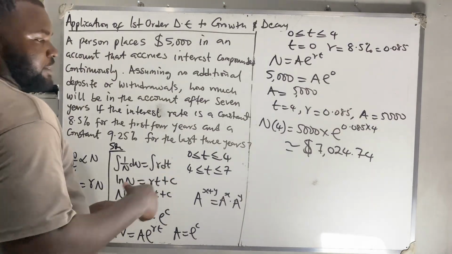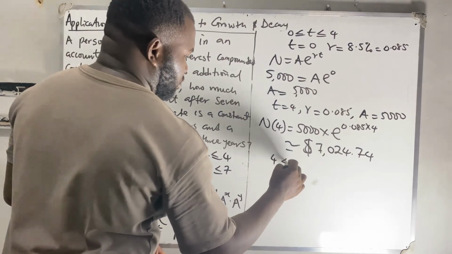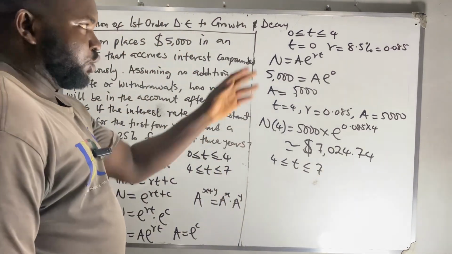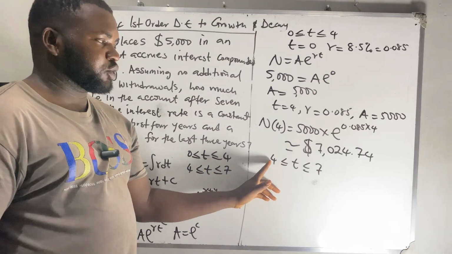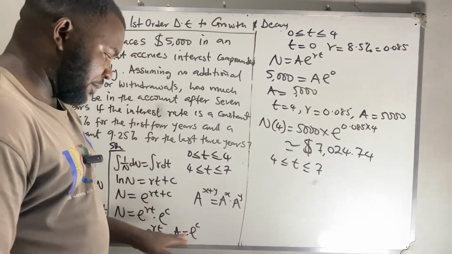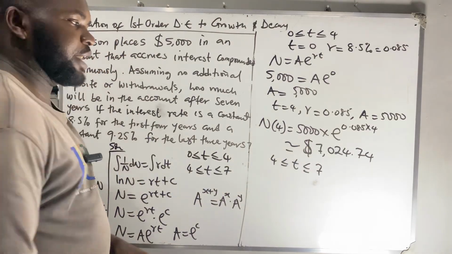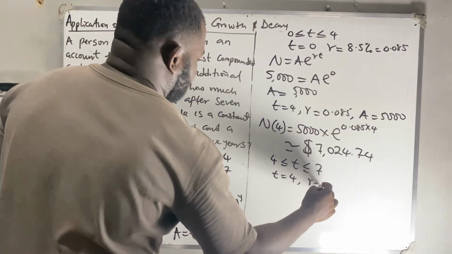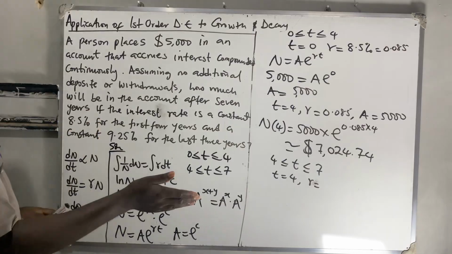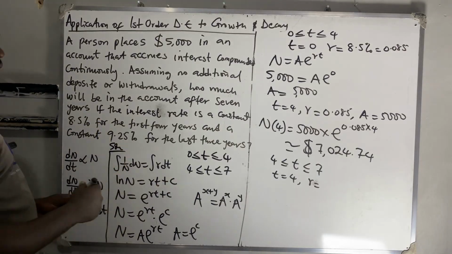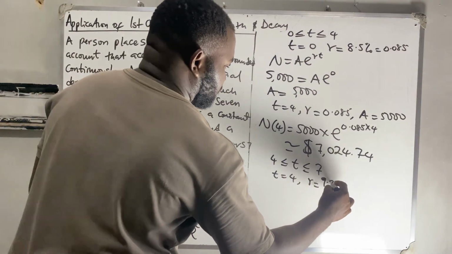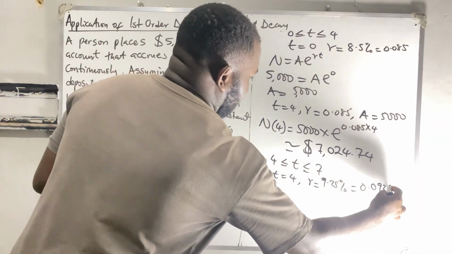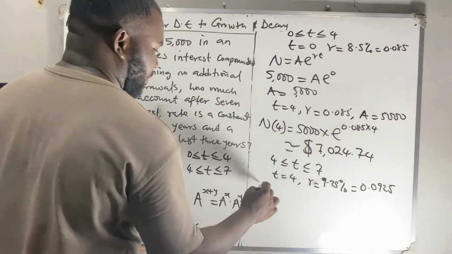Now the next range is from 4 to 7. We do the same thing as before. The 4 here will help us to get our A in this formula, and the 7 will help us to get the amount. When t is 4, the rate we are using, from 4 to the last year, is 9.25%, which is 0.0925.